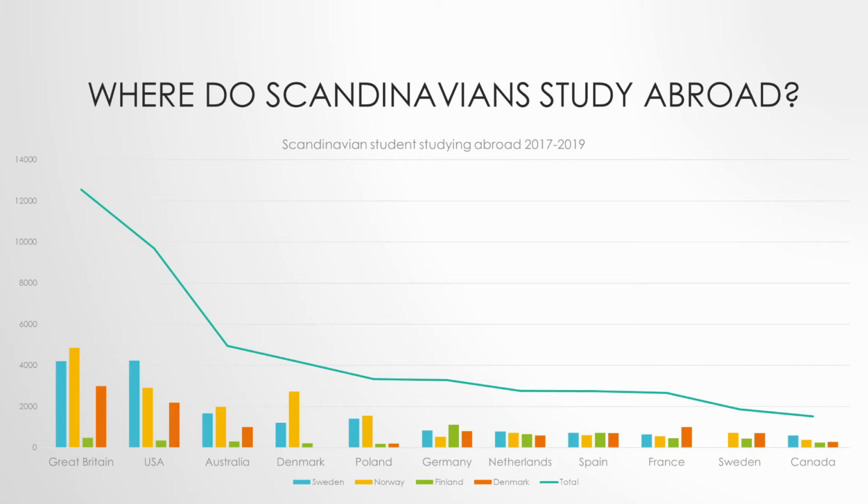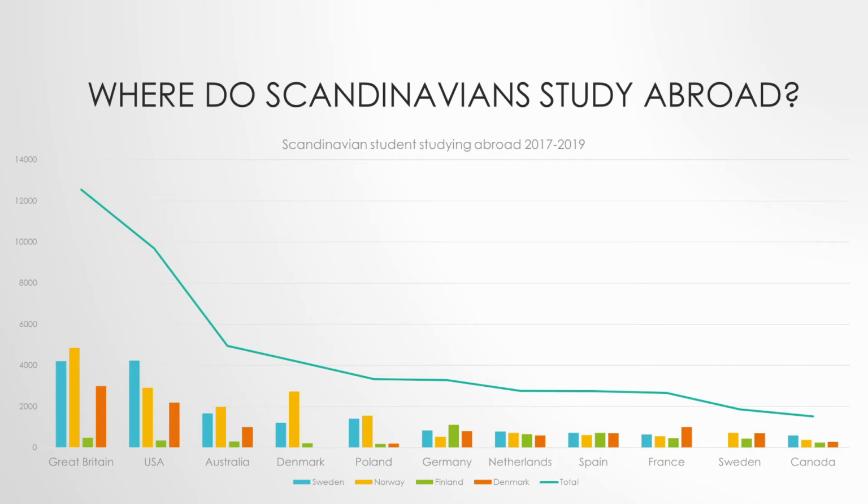Maybe more surprising, you find Poland so high ranking. And that's because of medical studies. It's very hard to get into medical programs in Sweden and Norway, very competitive. But in Poland it's a bit easier, and they offer medical programs in English at quite reasonable prices. Then of course Germany, Netherlands, Spain, France, popular countries.